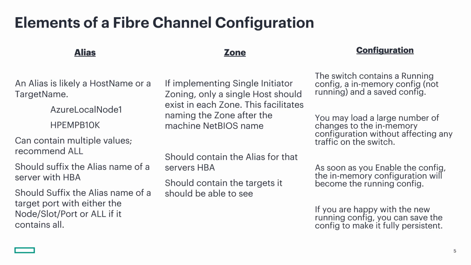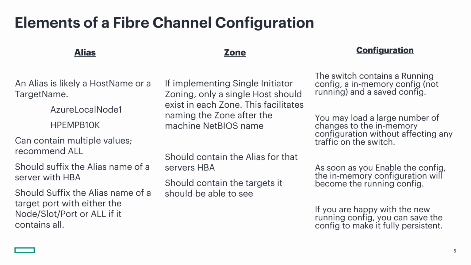If I have my HPE MP B10000 and I want to use, let's say, node 0 slot 3 port 1, I could put HPE MP B10K N1 S3 P0, for instance. Or I could call it HPE MP B10K all, and I could actually put all the worldwide names for that array. And at that point, whenever I use that alias, it would automatically bring in all those names. So again, I can use all or I can use individuals.